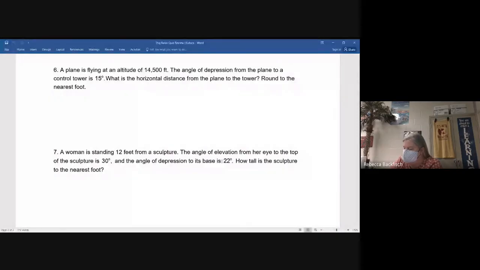Okay, a plane is flying at an altitude of 14,500 feet. That's how high the plane is. The angle of depression from the plane to a control tower is 15 degrees. Okay, so here's what we have. Then it says, what is the horizontal distance from the plane to the control tower? So that means how far is this? That's the horizontal distance. Here's the control tower. If this is 15, that's the angle of depression, then the angle down here would be 15 also from the people looking from the control tower up to the plane.